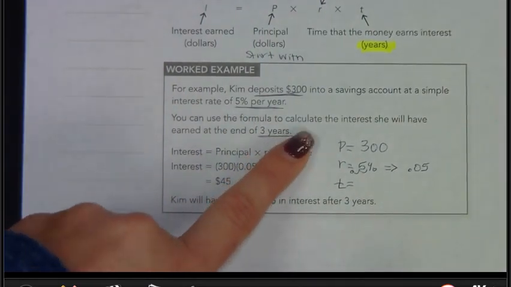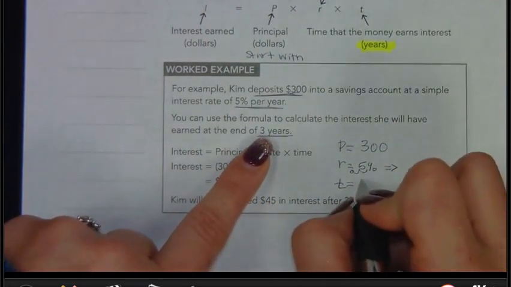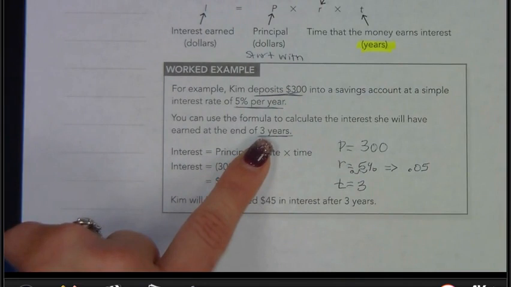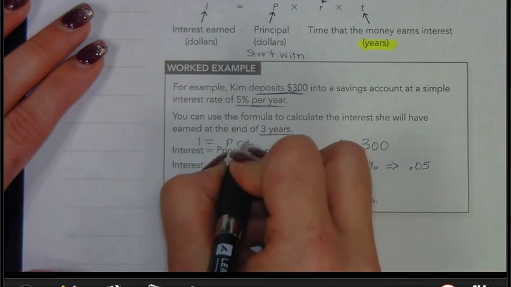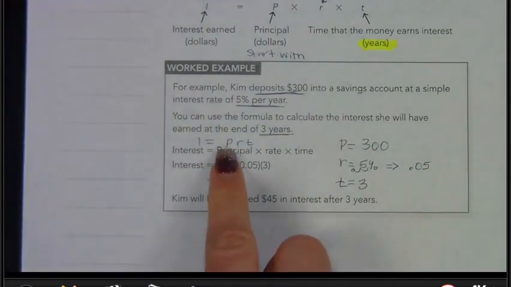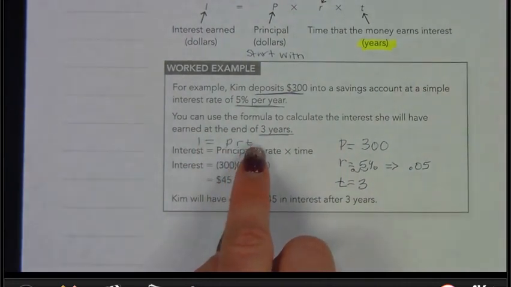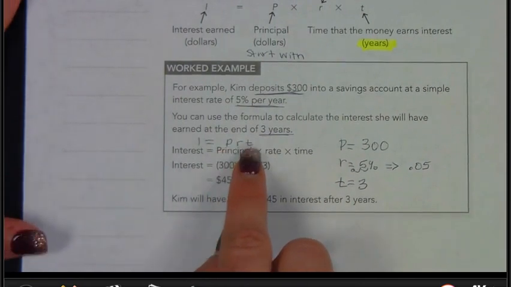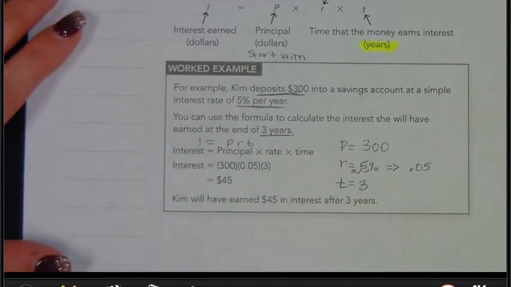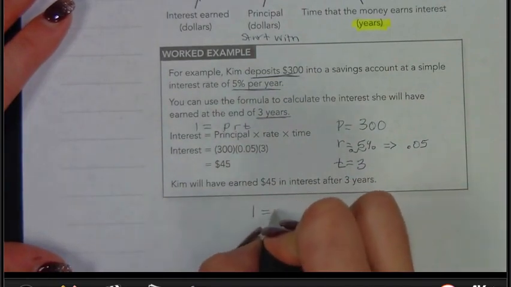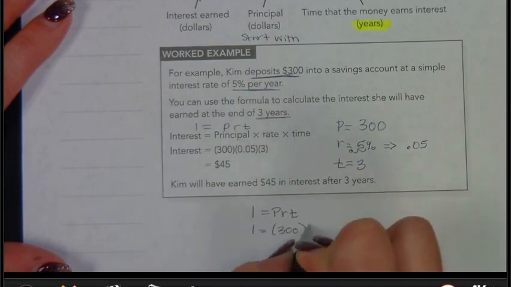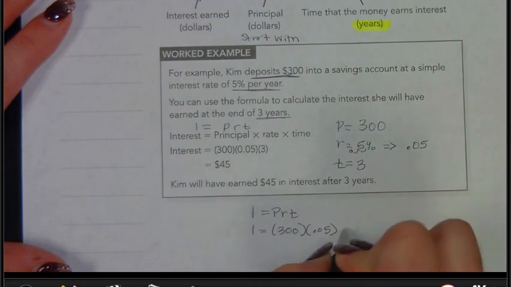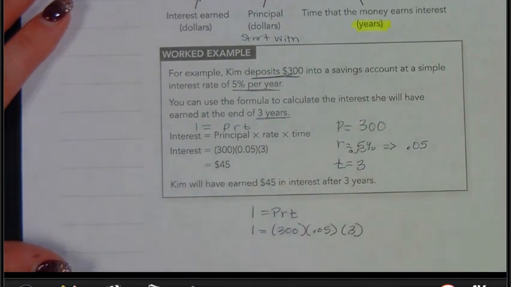And it says 5% per year. But we're calculating this interest for 3 years. So my time is 3 for 3 years. So our formula is I equals PRT. And I'm going to ask, what are you doing in between each of these variables? Now remember, a variable is a letter that we use in math to help us. And what we're doing in between each of these letters is we are multiplying all three of our numbers. So we're going to write I is equal to PRT. So we're going to have I is equal to 300 times 0.05 times 3.